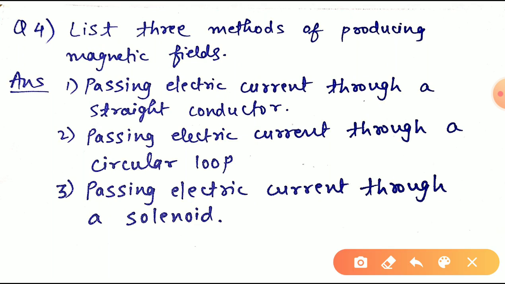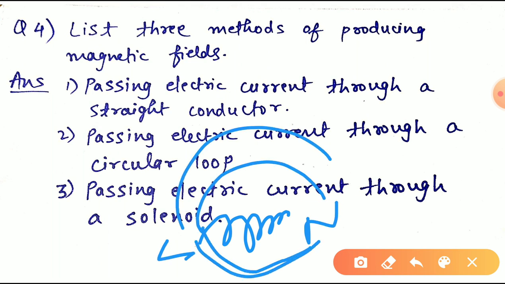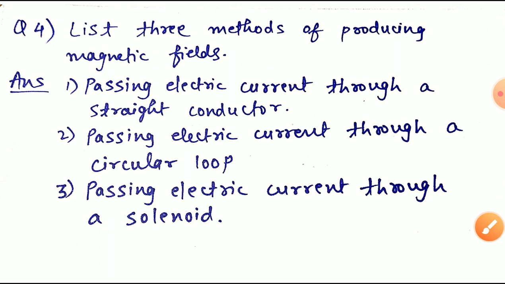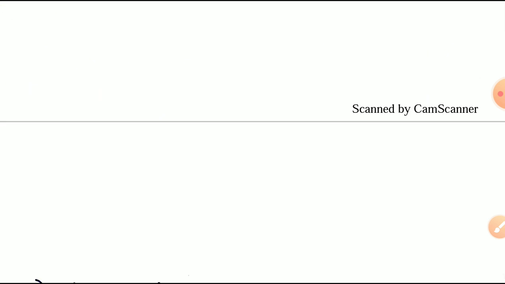Okay, and the third point is passing electric current through a solenoid. Solenoid you have already discussed. We know what a solenoid is, that is, a large number of circular turns are there. It has a north pole and a south pole, it is connected, and the current flows through it. So here also, when you pass a current through a solenoid, you will be producing a magnetic field.